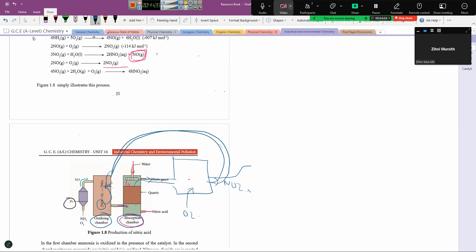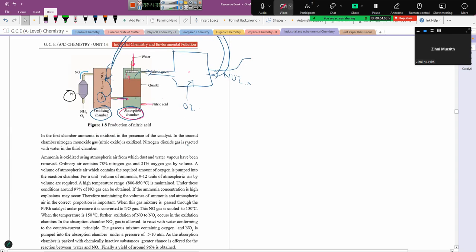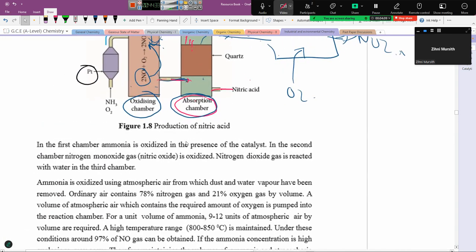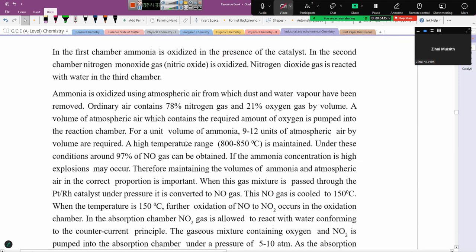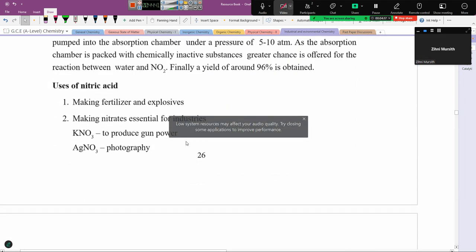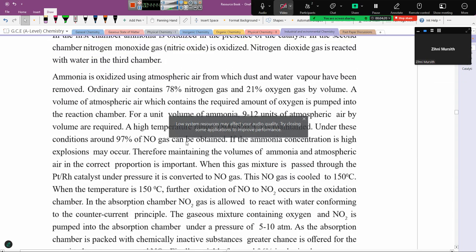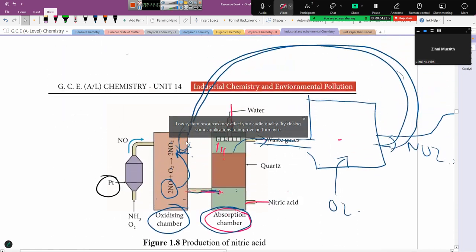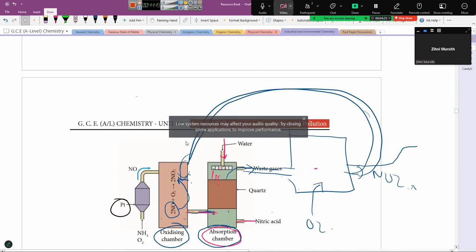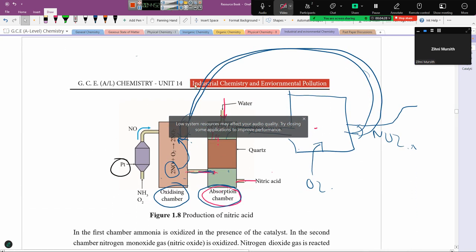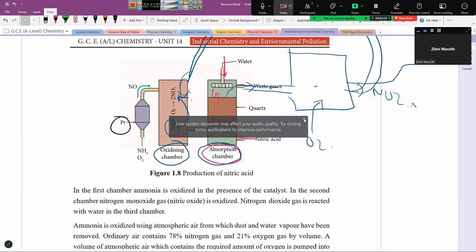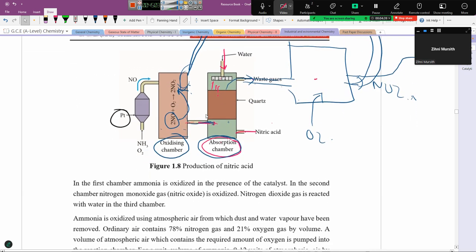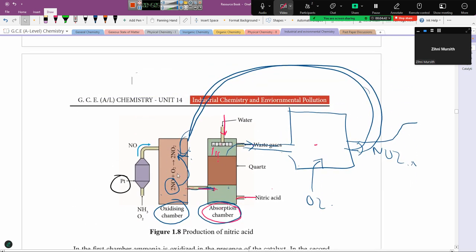Now this is the idea of how we manufacture HNO3, nitric acid. Now the description is given, you can just read it, and the uses. You don't need to read this deeply, but you should know all these reactions, and you should be able to roughly sketch this illustration and label it. Try to draw it yourself, and you have to remember the equations and the chemical reaction happening in each chamber.